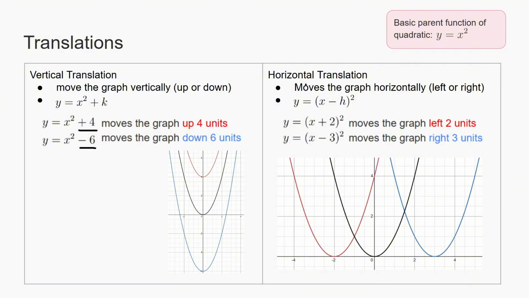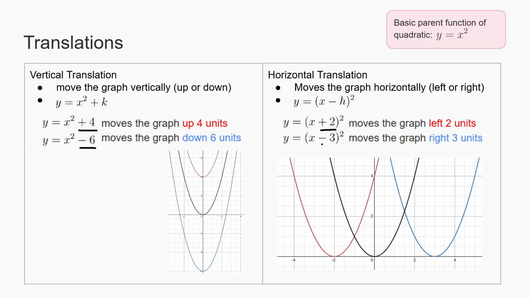So for this, we have x minus h squared. And our parent function, like last time, is also y equals x squared. So basically, for x plus 2 squared, we're moving the graph left 2 units, so it's this red right here. And for x minus 3 squared, we're moving the graph right 3 units.